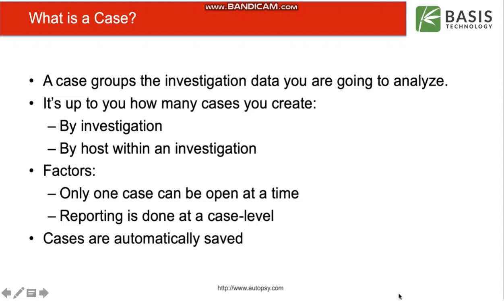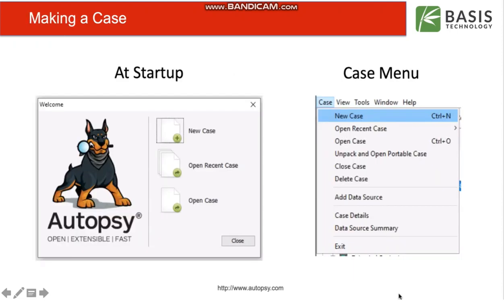It's up to you. The factors to keep in mind are that only one case can be opened at a time, and reporting is done at a case level. One kind of side note here, cases are automatically saved. Everything you do as part of your investigation and using Autopsy will automatically get saved, so there's no Ctrl+S save feature. So how do you make a case?